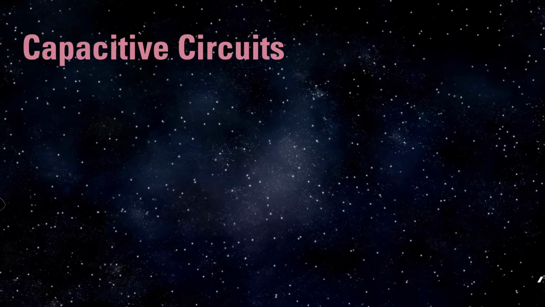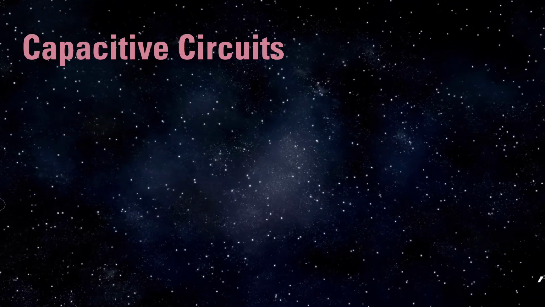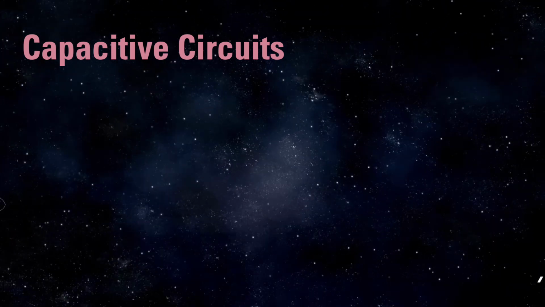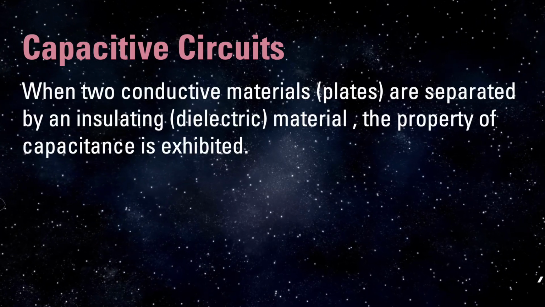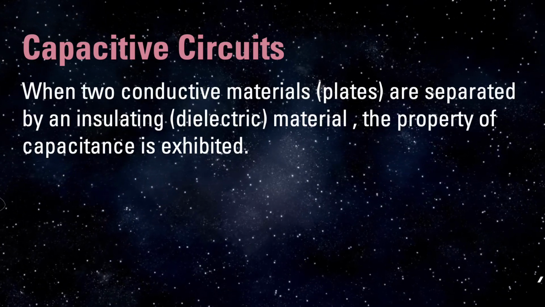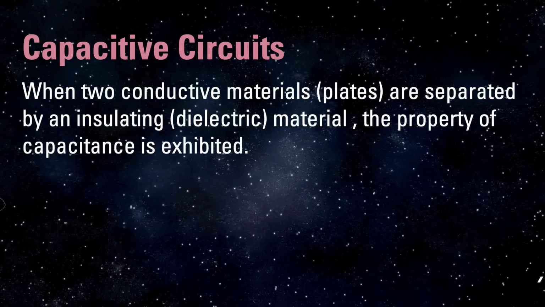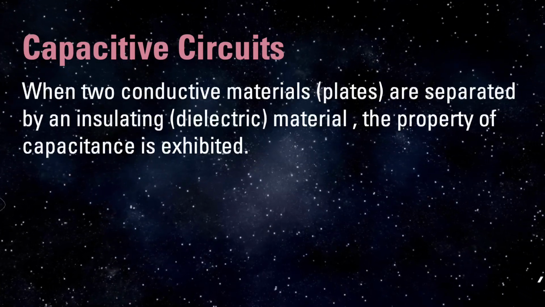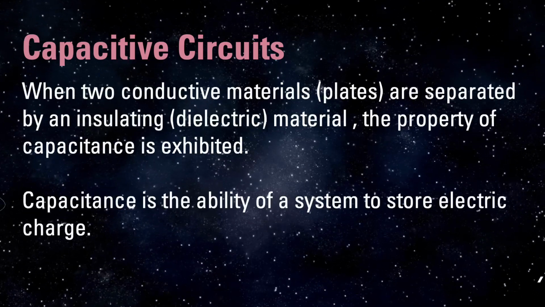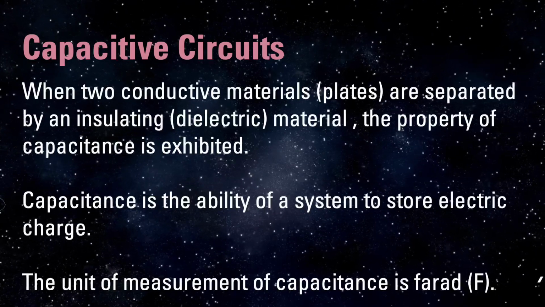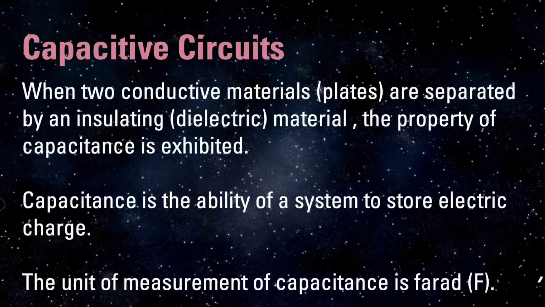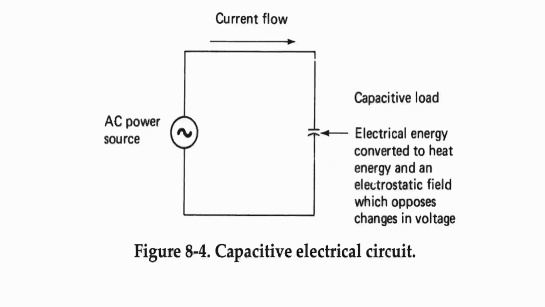A pure capacitor circuit is a circuit that contains a pure capacitor, which stores energy in the form of electricity. When two conductive materials, or plates, are separated by an insulating or dielectric material, the property of capacitance is exhibited. Capacitance is the ability of a system to store electric charge. The unit of measurement of capacitance is farad, or F. This is an example of a capacitive electrical circuit.